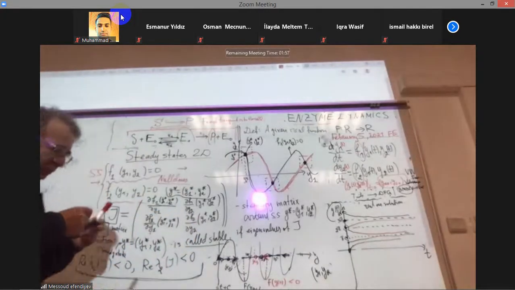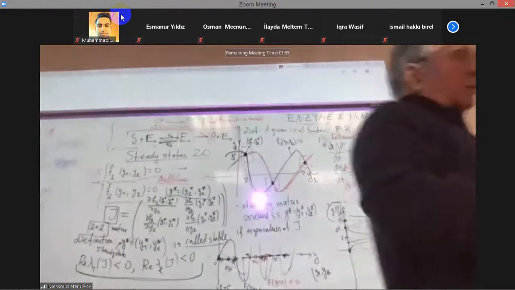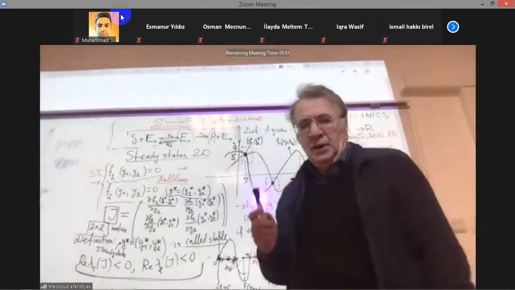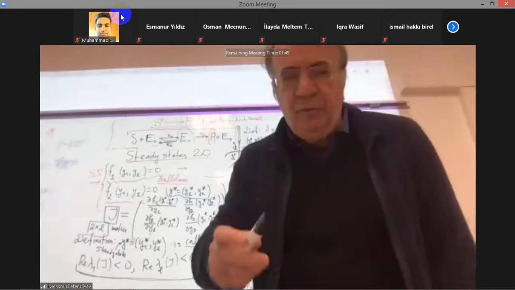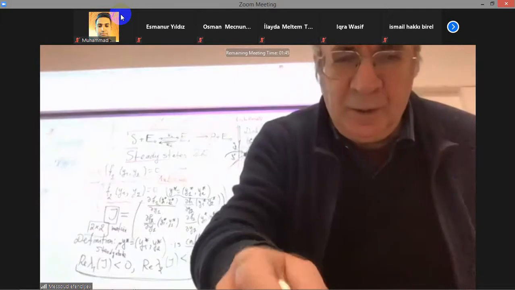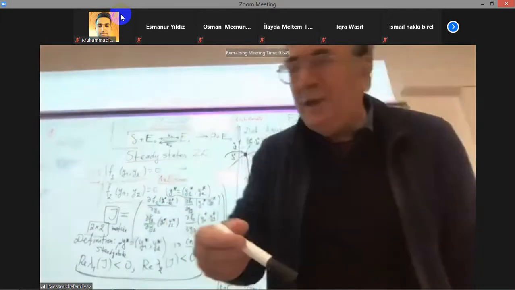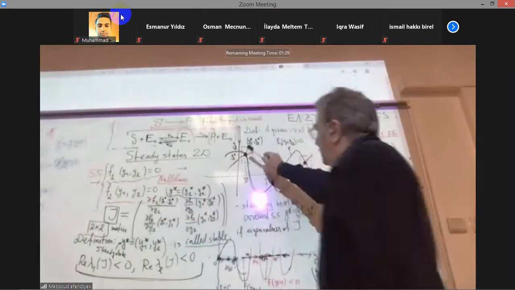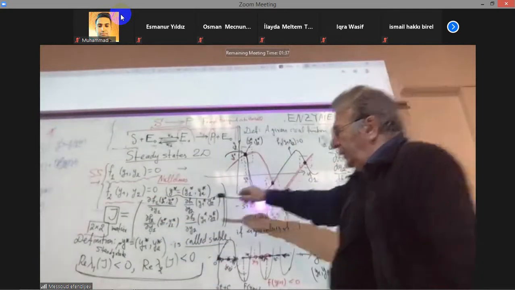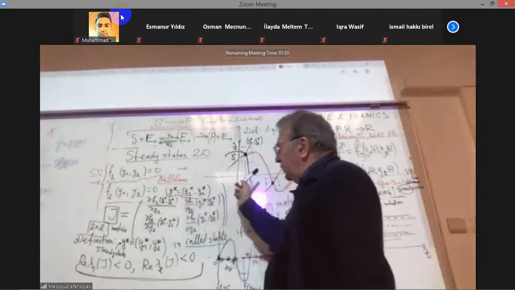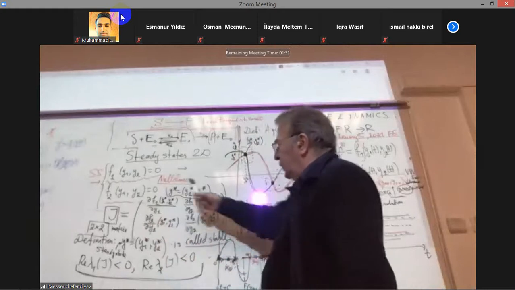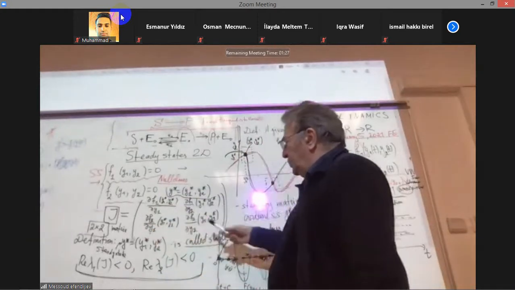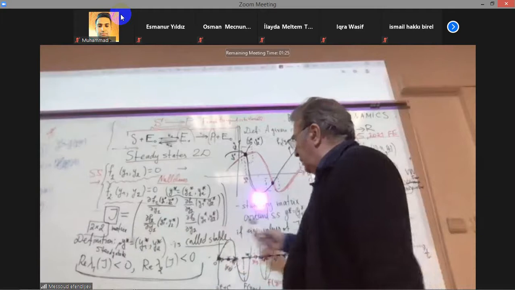For a two times two matrix, it's easy to define. Again, it's very important. If we take a break, we will start again after 5 minutes. So we have this nullcline defined, and the intersection point. Based on this intersection point and the given function, we build this matrix, which is a 2 times 2 matrix, and it is called the stability matrix.